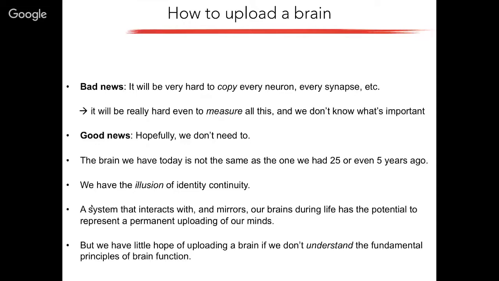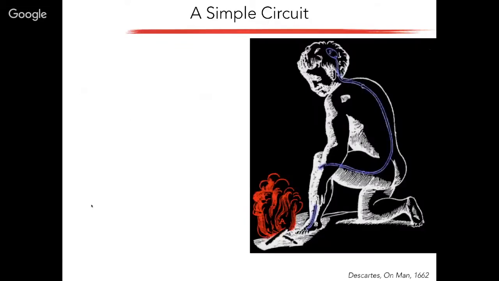But I'll say that I think we have little hope of uploading a brain if we don't understand many of the fundamental principles of brain function that we absolutely do not yet understand. I would say that we know a great deal about individual neurons and synapses, and we have very little understanding of how they work together to produce thoughts and feelings and identity and memories and consciousness. All right. So what we need to do is we need to understand simple circuits.